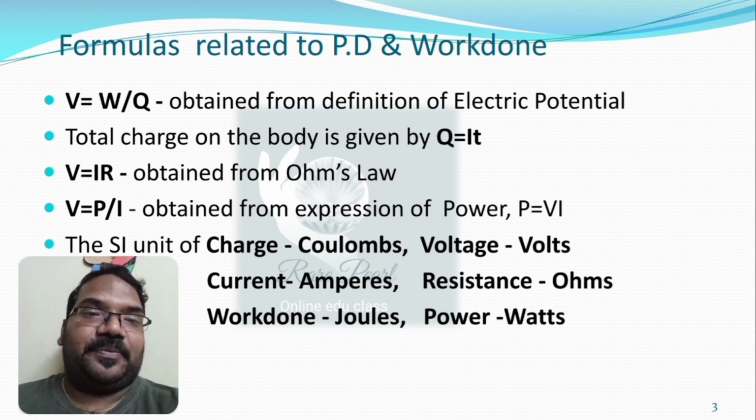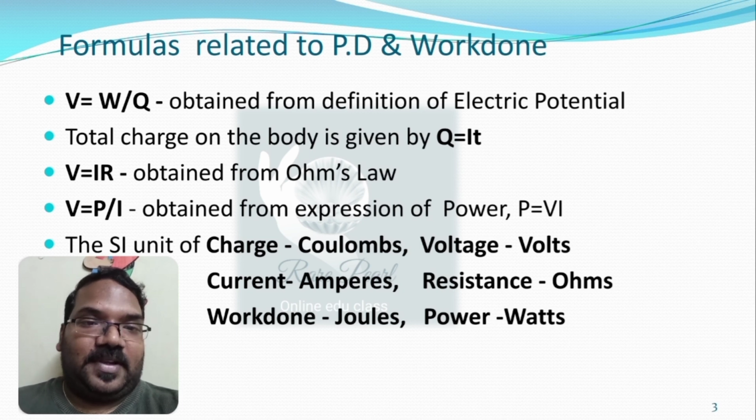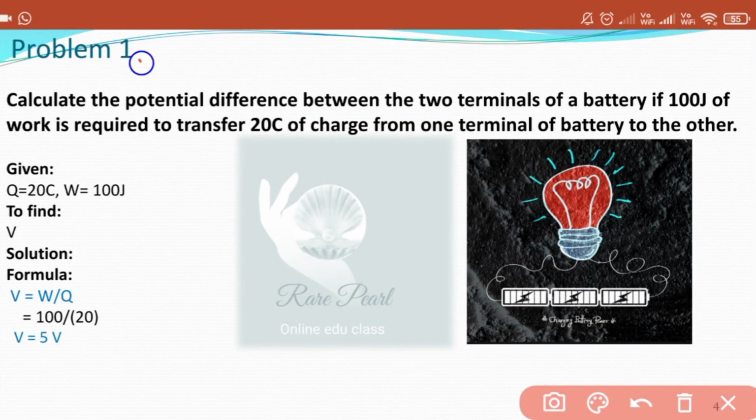already discussed. We know the SI unit of various quantities. Charge is Coulomb, voltage volts, current ampere, resistance ohms, work done joules, and power watts. Let's see the first problem.